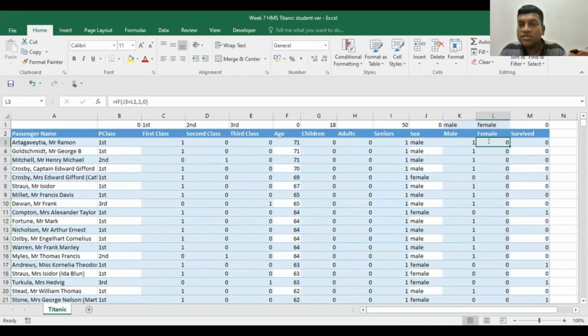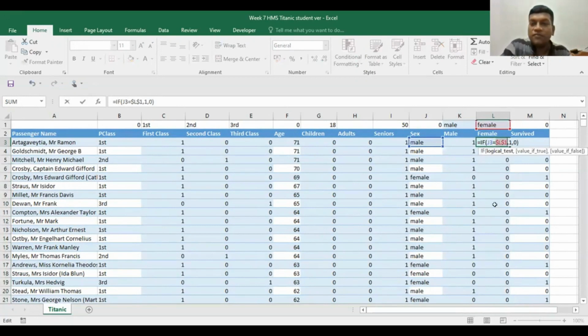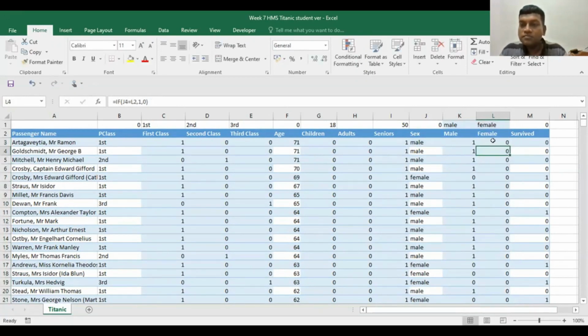Okay, I will lock it. L1 has to be locked. Okay. F4. Fine. Okay, so survived is given as it is. Male, female, survived. Okay, so we have the requisite data now.